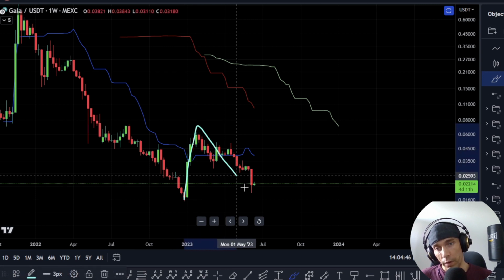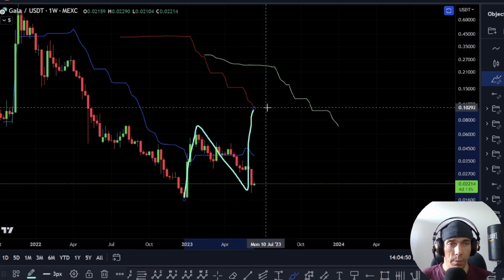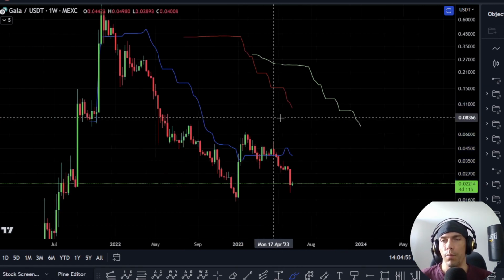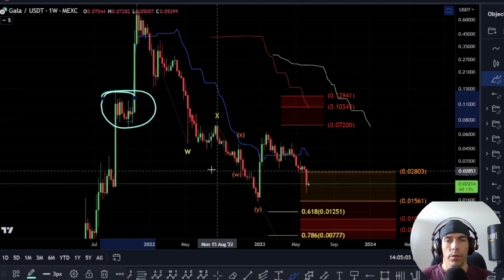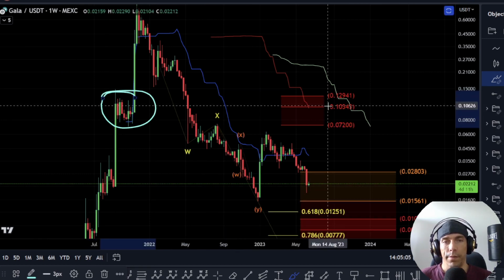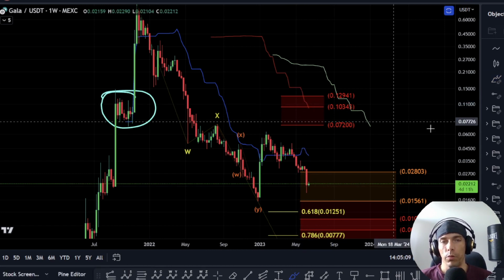If we did see this develop as A, B, and C, one potential target we could look for would be up here towards this cent 29. Now this would be coming back into the baseline here, as well as into these target areas here, and then if I throw on this count where we're looking for that flat idea, that would be looking to bring us up to this 1.236.